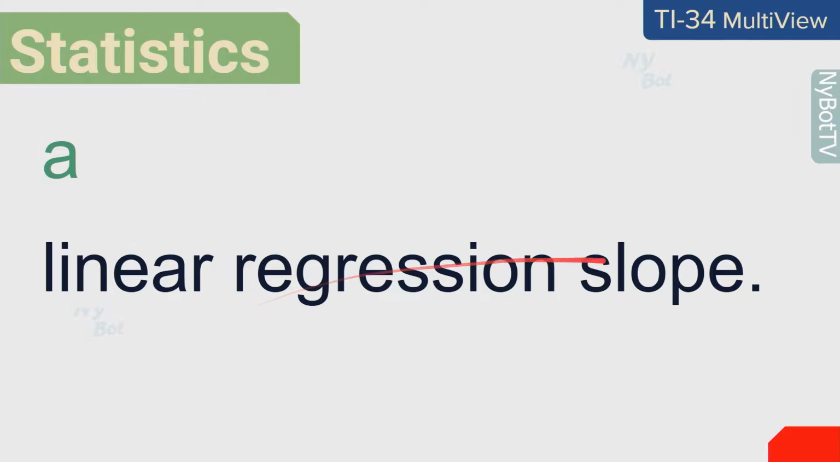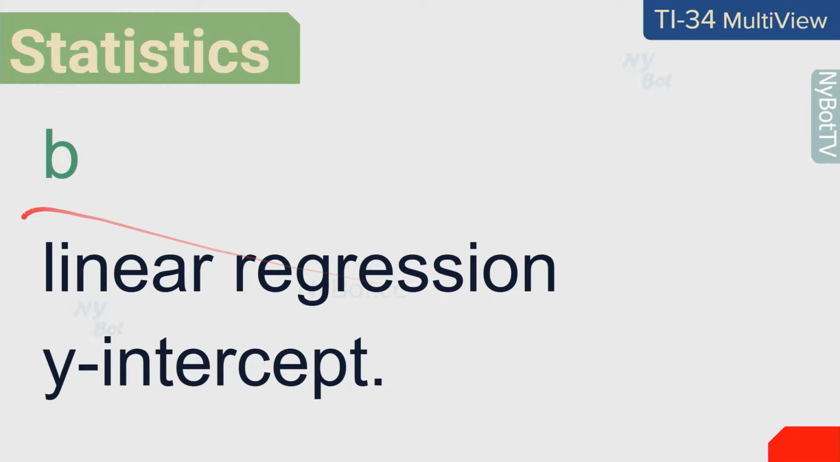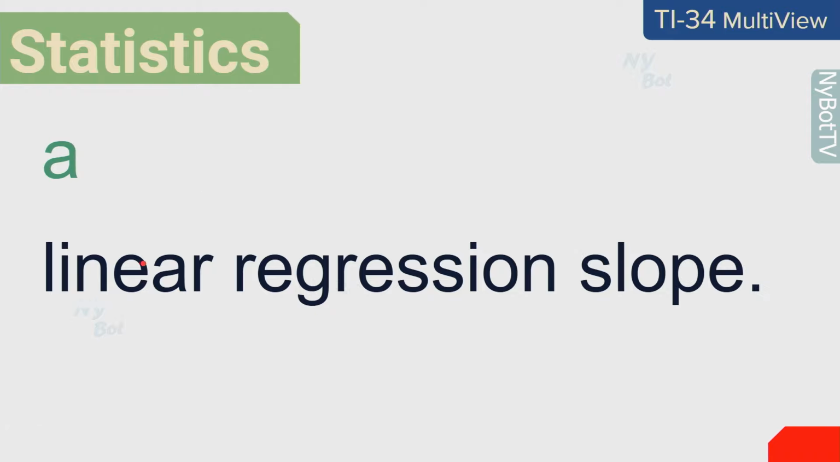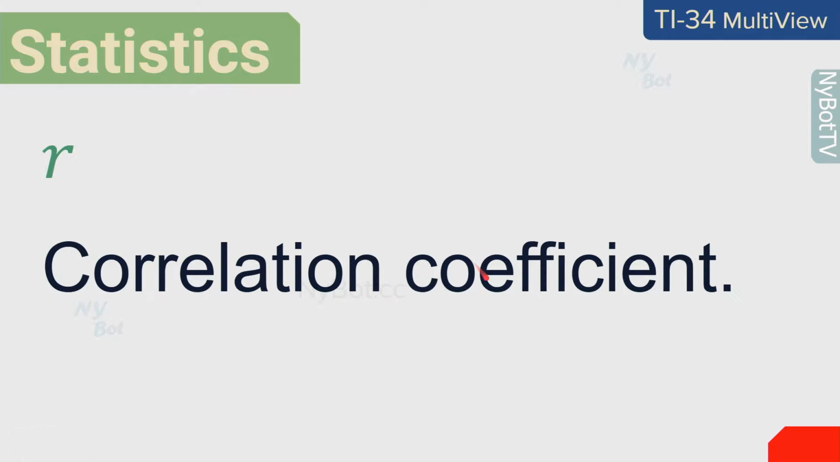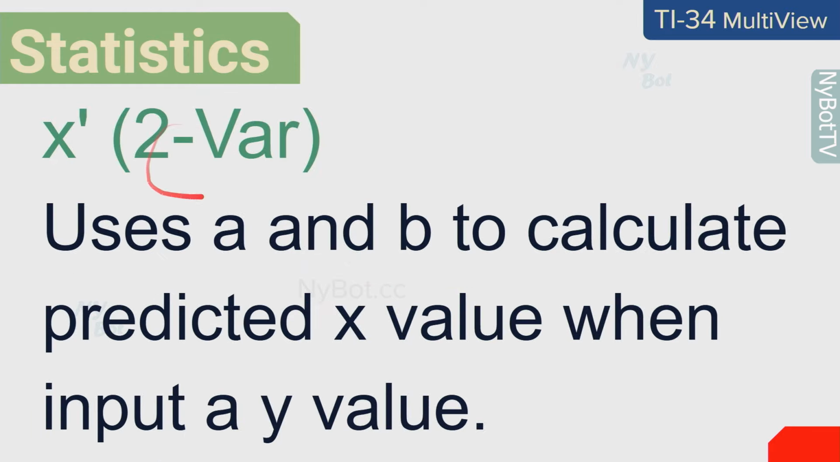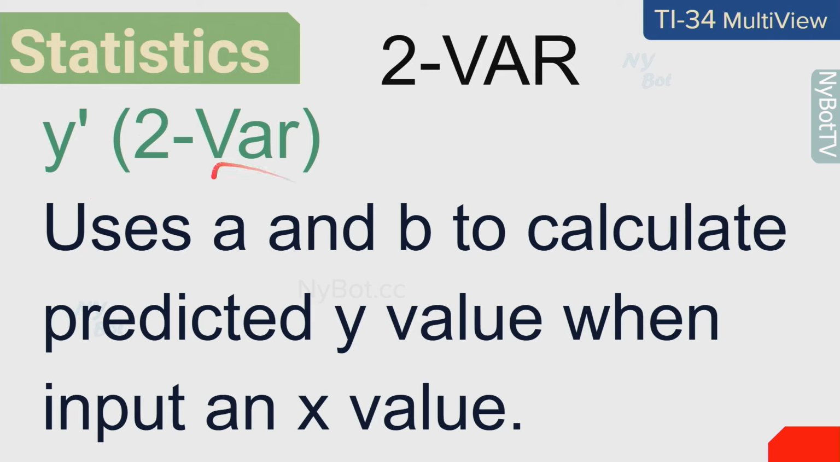A is the linear regression slope or coefficient of our first variable. B is the linear regression y-intercept. This is for ax squared plus bx plus c. So this is B, our regression y-intercept, and R is the correlation coefficient. In two variable, x prime uses A and B to calculate the predicted x value when you input a y value. And y prime uses A and B to calculate the predicted y value when you input an x value.